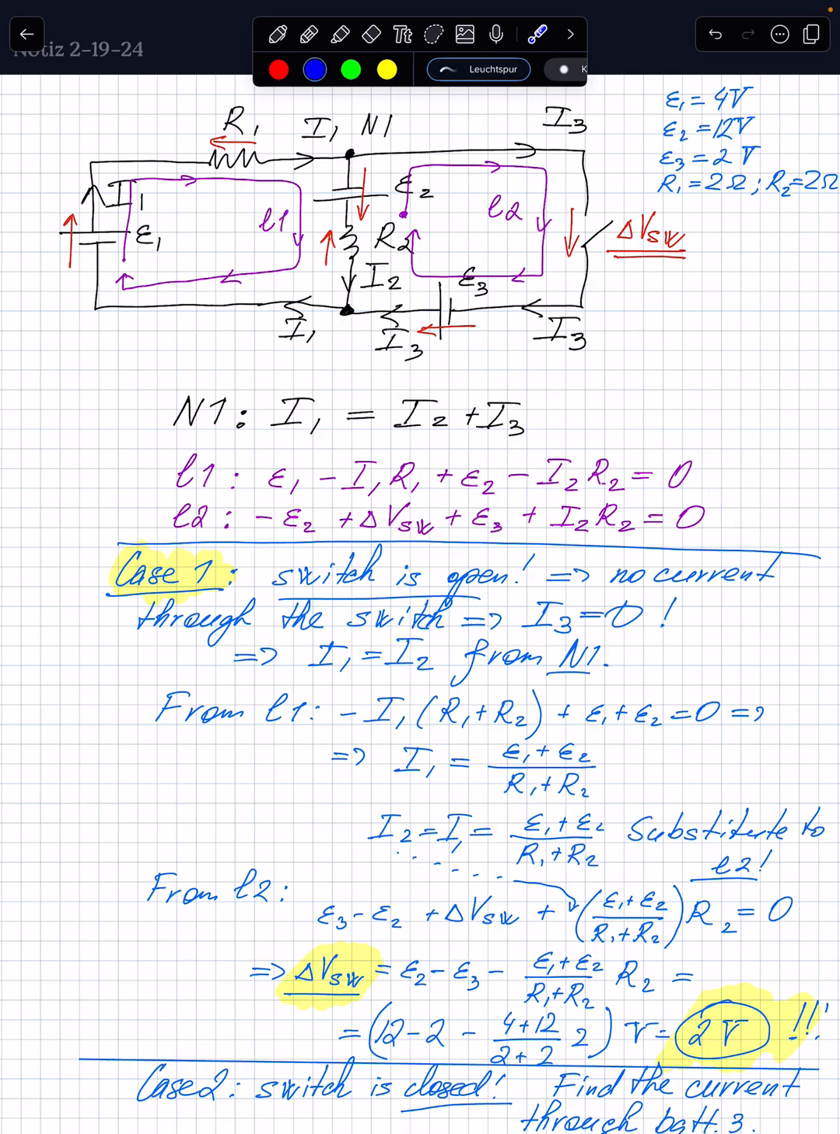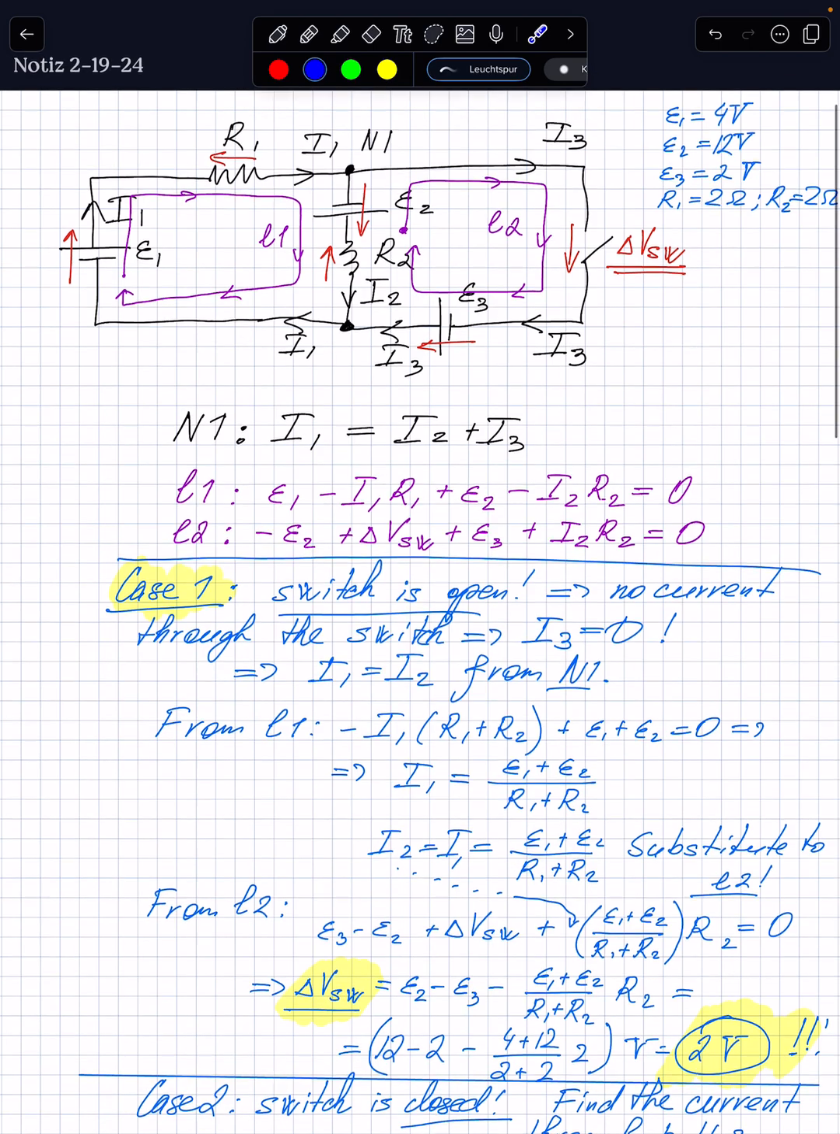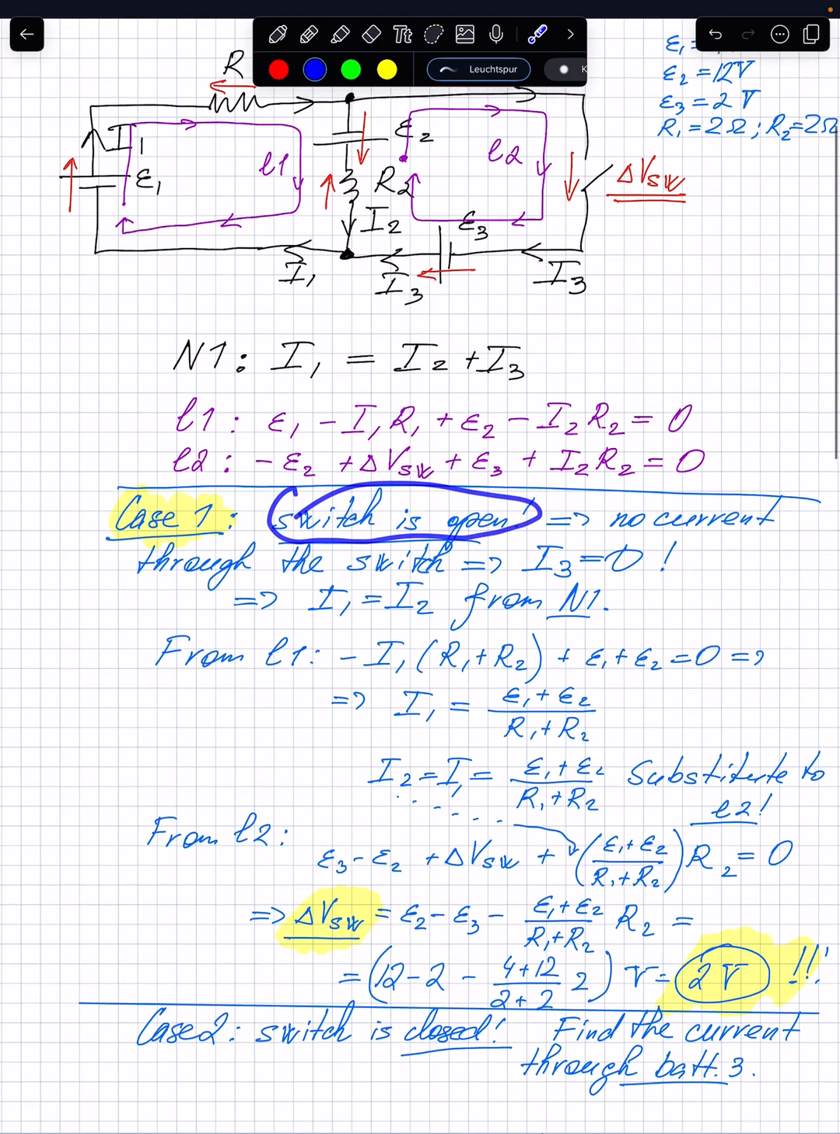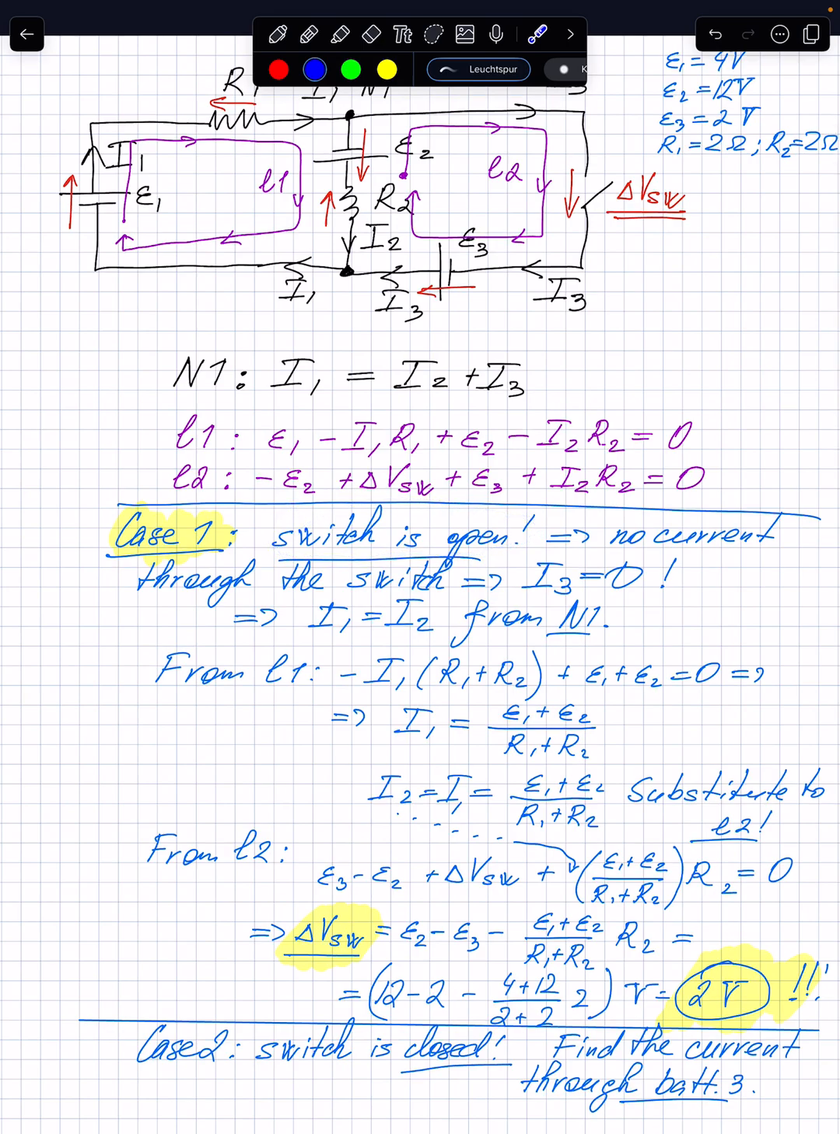Okay, so now we can consider two cases: when the switch is open and when the switch is closed. We will start first from case number one, when the switch is open. If the switch is open, that means that there is no connection over here. It means that there is no current. The current cannot flow if there is no connection. If the wire doesn't form a closed loop, there might be no current. So there will be no current.